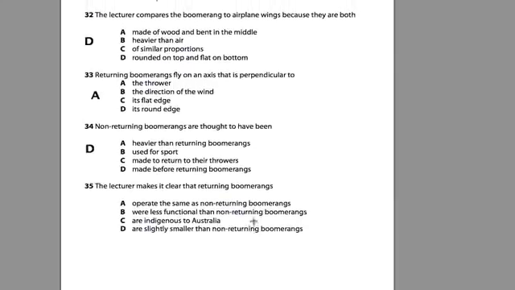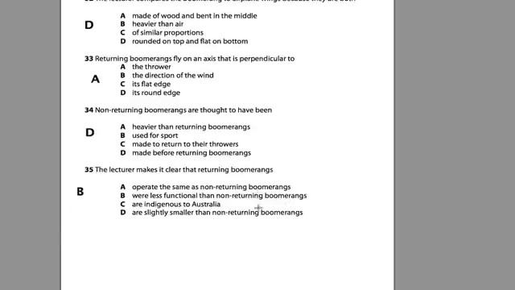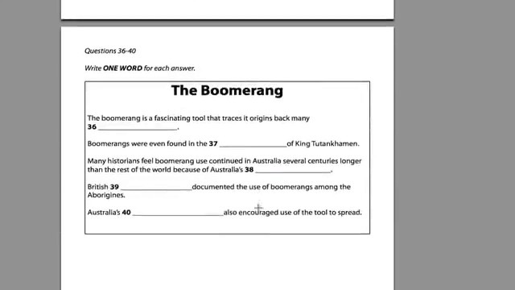The lecturer makes it clear that returning boomerangs operate the same as non-returning boomerangs. That's not true. He spends quite a few minutes talking about the directions that the two different purposes for the boomerangs were less functional than non-returning boomerangs. Yep, could be. Are indigenous to Australia? No, he clarifies that. Are slightly smaller than non-returning boomerangs? No, he mentions nothing about that. The answer is letter B. Non-returning boomerangs are more functional because they are used to hunt. Returning boomerangs were used for sport. Okay, let's go to the final section here.